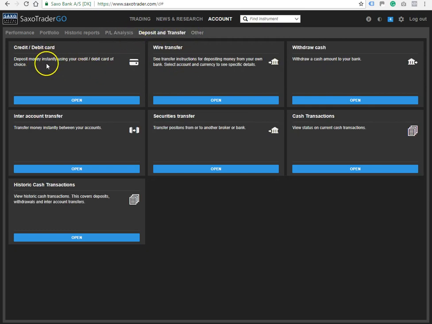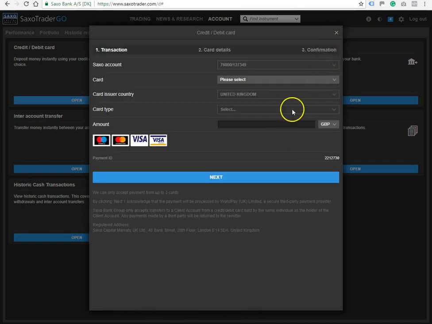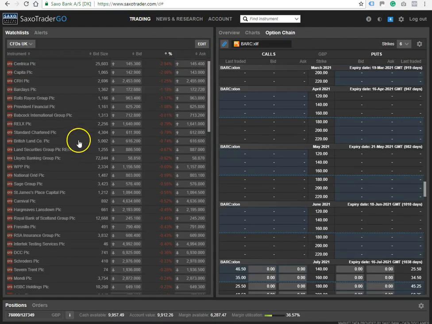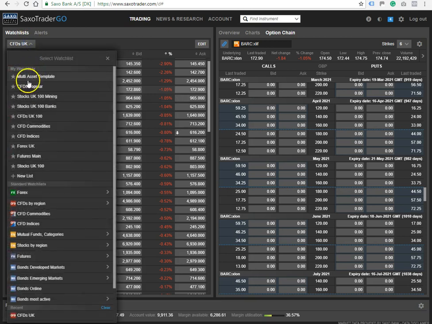Deposits and transfers, for example, you can put money in your account by credit card, debit card and wire transfer. I don't think they take credit cards. Well, you have to check that with them. Sometimes they do, sometimes they don't. So there you go, that's a quick little overview of the SaxoGo platform.